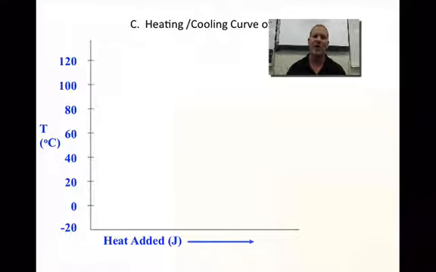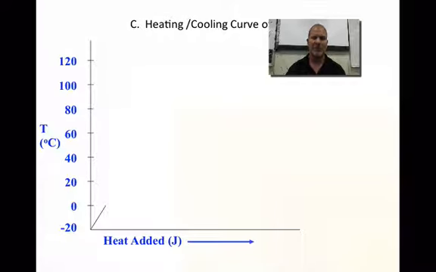This isn't in your notes, so this is something you'll probably want to copy down. On the left, on the y-axis, is temperature in degrees Celsius. On the x-axis is the heat added in joules, and we increase as we move to the right. I'm going to take you through a diagram showing you all 5 of these baby Qs.